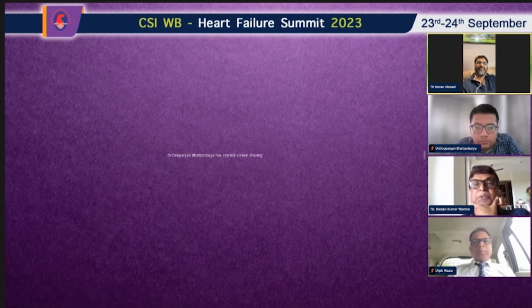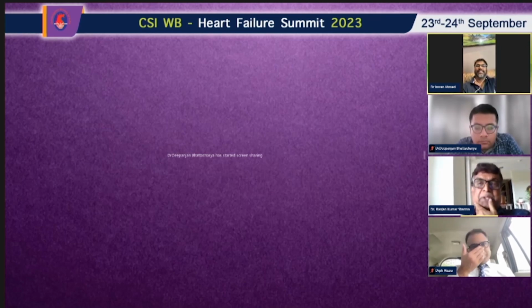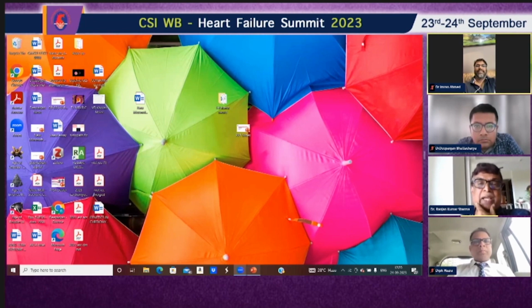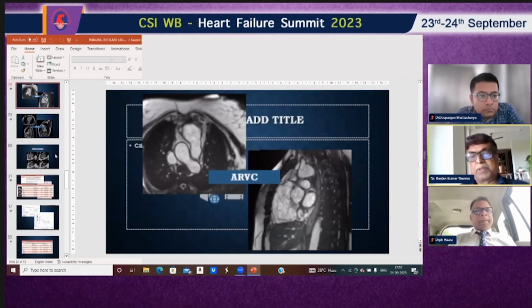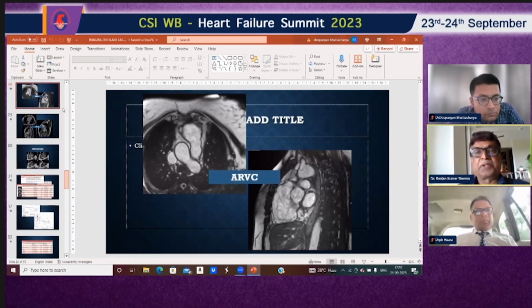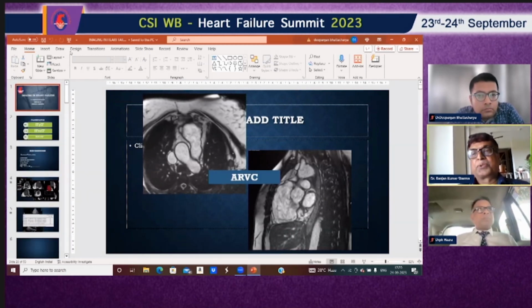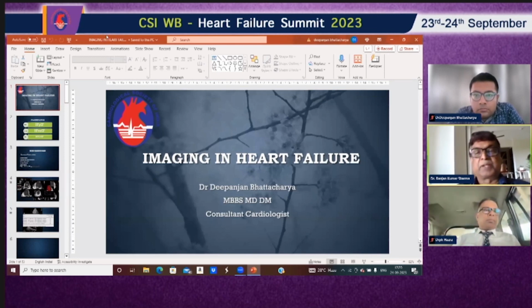Now, sir, you're going ahead with the imaging in heart failure. Again, you need very good imaging to diagnose heart failure at a very early stage. The late stage is probably not very difficult, but the early stage of heart failure is quite difficult to diagnose. So imaging is a must, and for this, we'll hear from Dr.